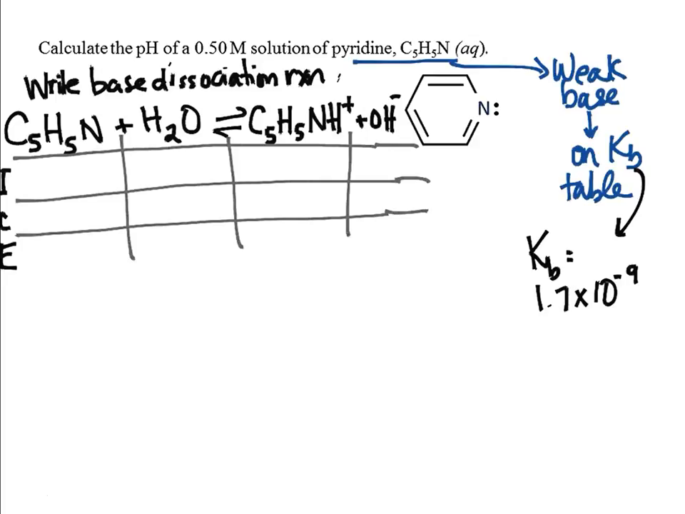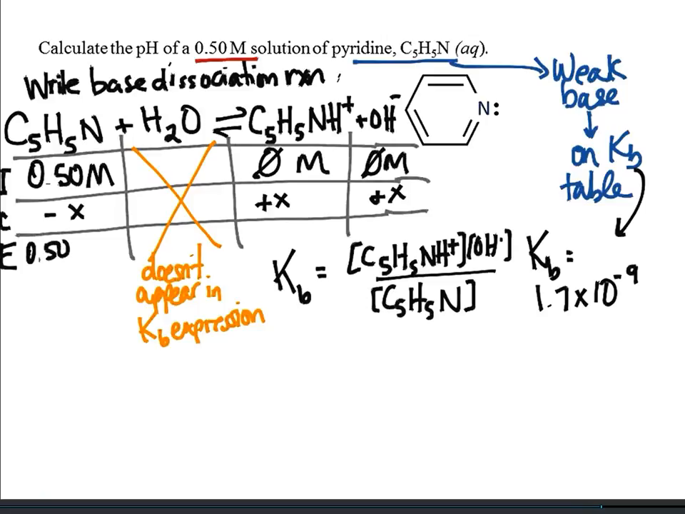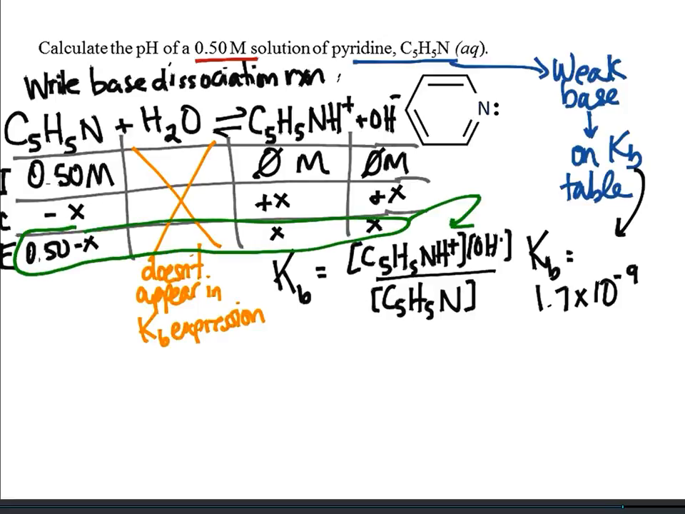So we're going to set up our ice table. We're going to ignore water because it doesn't appear in the equilibrium expression. I'm going to plug in 0.50 molar for the base and 0 and 0 on the right-hand side for the 2 products. I'm going to write our KB expression. And then we're going to lose minus x on the left. We're going to gain x on the right, which is going to leave us with 0.50 minus x for pyridine and x for the 2 products. We're going to plug those into our equilibrium expression for KB to get an algebraic expression, and we're going to solve for x.